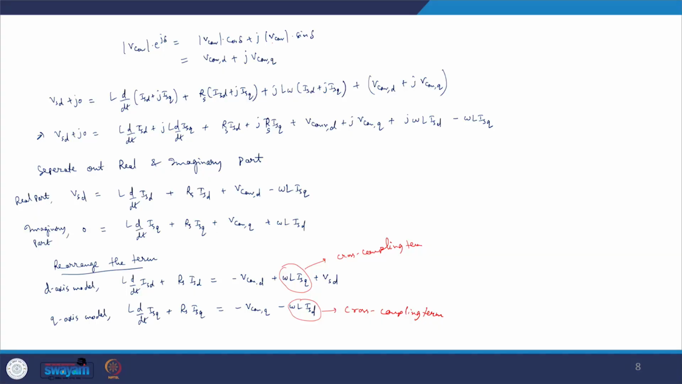There is a small cross coupling term, but these terms can be eliminated in terms of feed forward terms when you are doing the closed loop control. We will discuss those things in the next class. So in this particular lecture we have derived the two axis model, the D axis model and the Q axis model, and those two axis models are quite independent of each other because the quantities used here are independent of each other in both the circuit models, and that is why these circuit models are independent of each other.